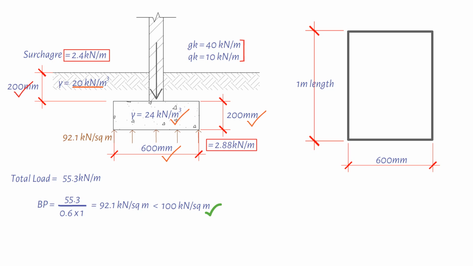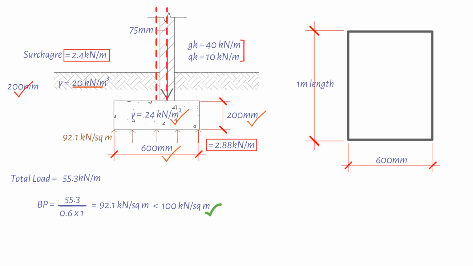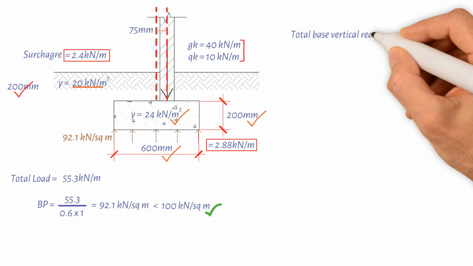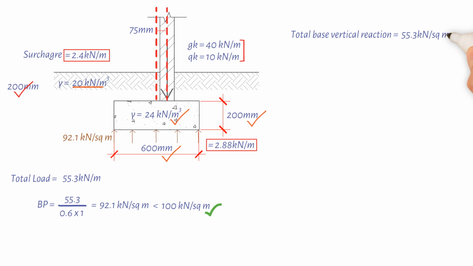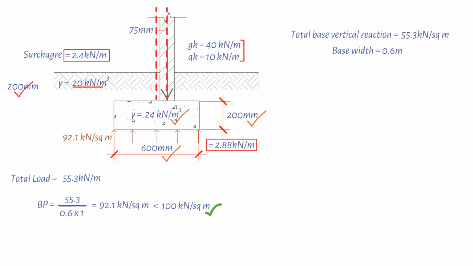Now, let's consider the same foundation used in the previous example, and re-evaluate the bearing pressure, if the wall is constructed 75 mm to one side of the foundation center. In other words, the wall has an eccentric loading. The total base vertical reaction is 55.3 kilonewtons per meter and the base width equals 0.6 meter.